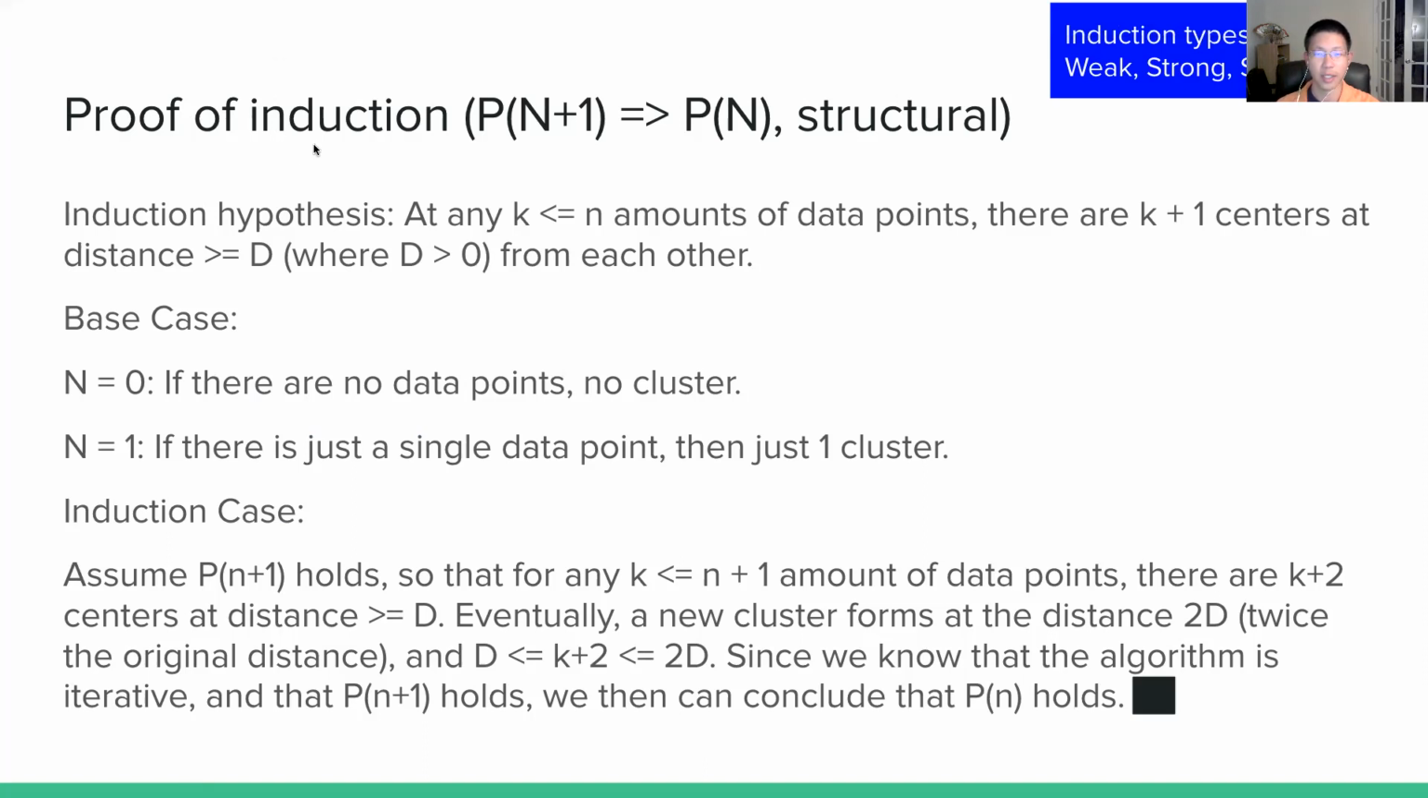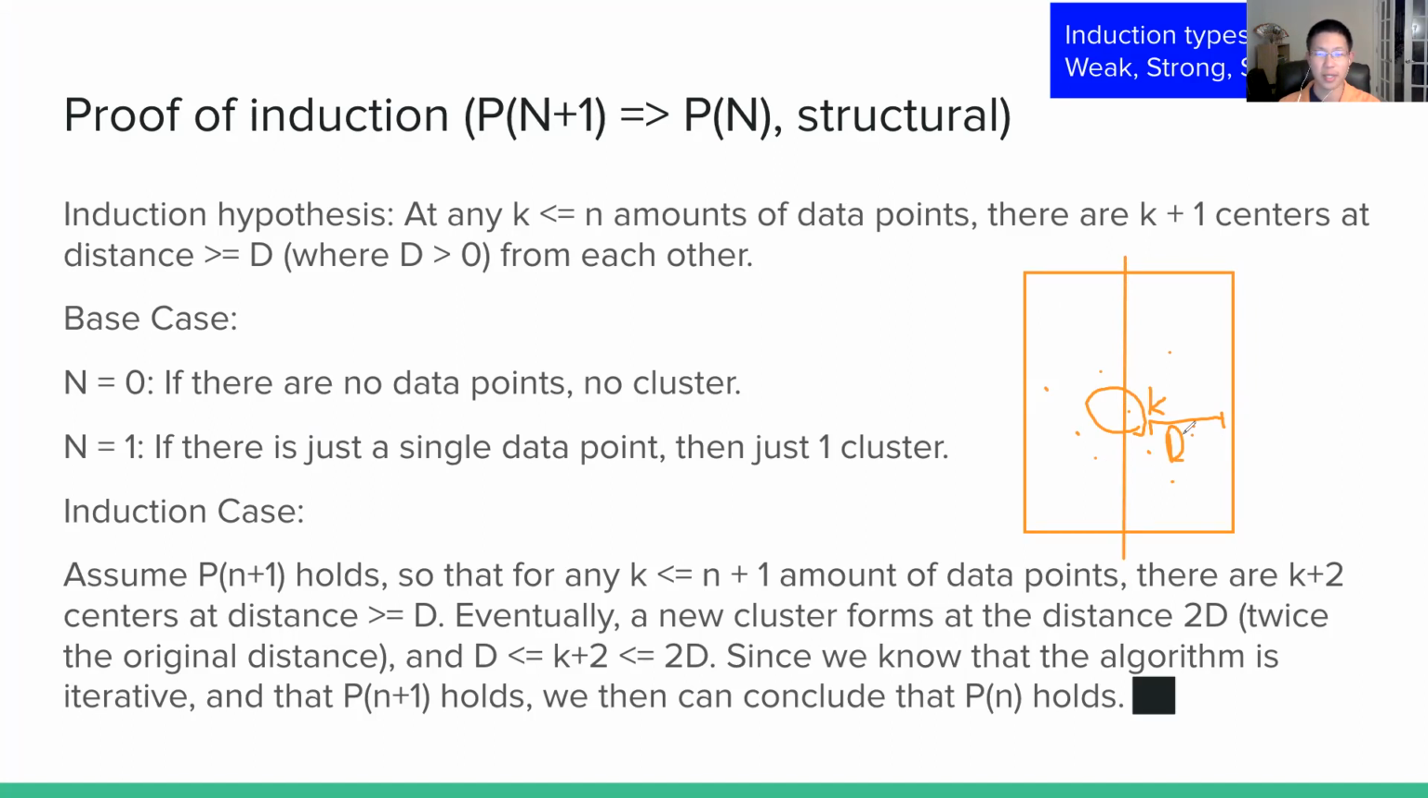So here's a very simple proof by induction where you have P of n plus 1 implies P of n. The hypothesis is pretty simple. At any k less than n, and given any d data points, there are k plus 1 centers at distance d, where d is greater than 0 from each other. To illustrate that, because that looks like gibberish, let's say you have a box right here. And inside the box, you have a line. And inside this line, you have a bunch of dots. Dot, dot, dot, dot, dot, dot, dot, dot, dot, dot. You have something called a data center, which is k. And you have a distance from each point up to a distance d. And of course, it's not Kevin Durant. It means k, the data centers, and d, the distance.